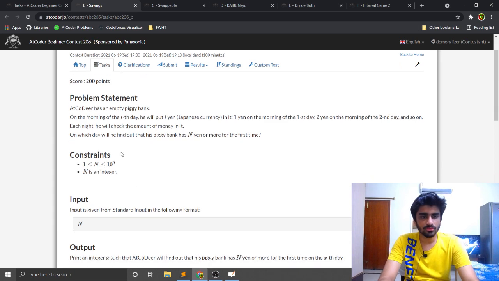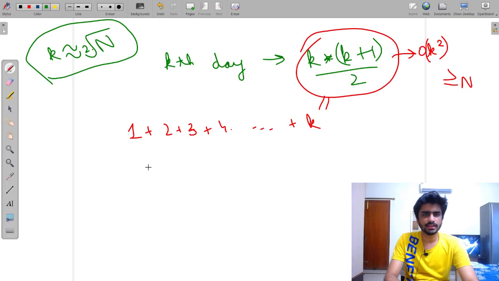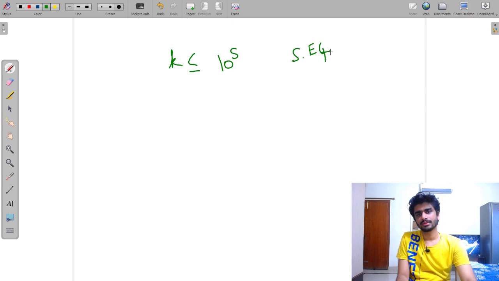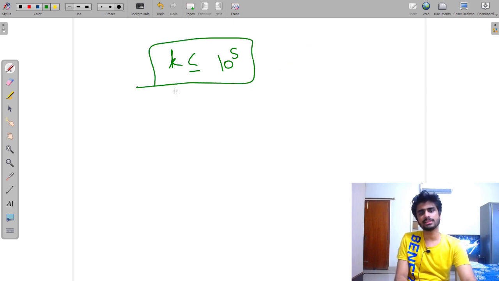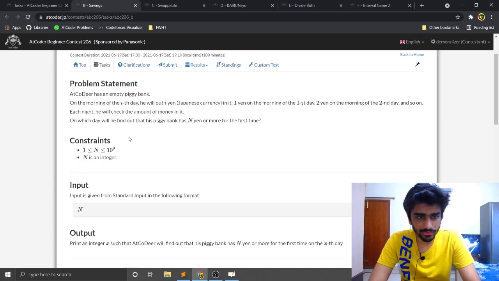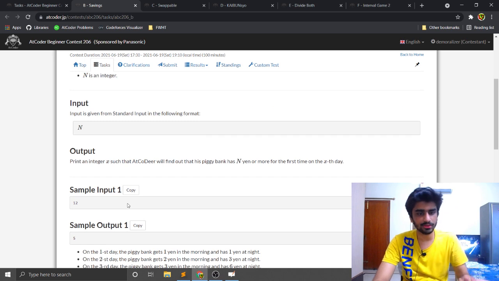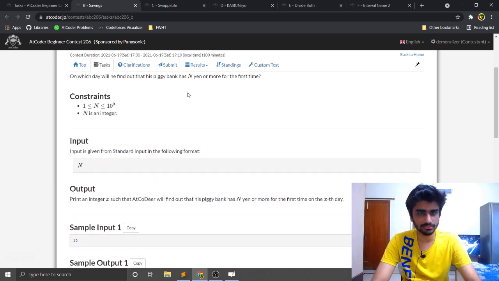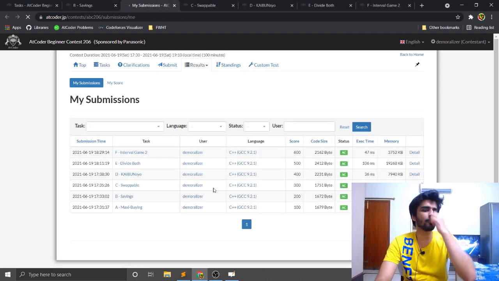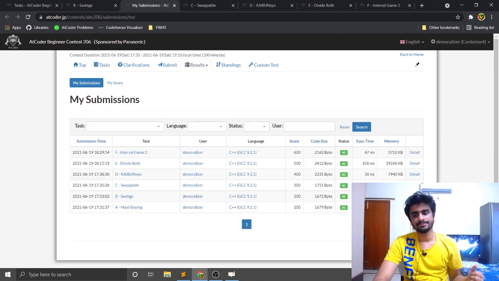But since n is only 10 to the power 9, we can easily say that k will be smaller than or equal to 10 to the power 5, or even 5 times 10 to the power 4, I think. We don't need an exact bound here. We can just see intuitively that k cannot be very big. So if k is not very big, we can just iterate on k from 1 to wherever it is required, and at some point we will definitely find the correct answer.